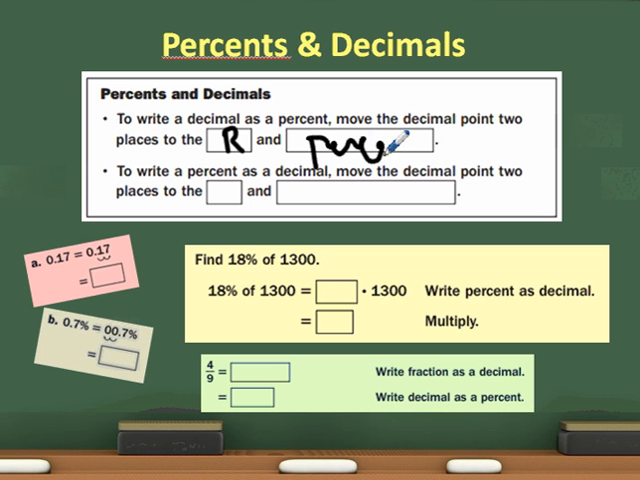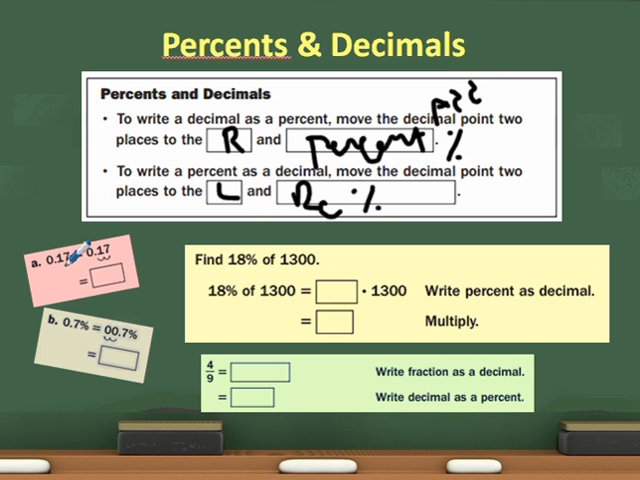Oh, that's not going to work. I thought maybe if I wrote in cursive, so I'm going to add the percent sign. To write a percent as a decimal, you move the decimal point 2 places to the left, and you remove the percent sign. So here you're adding, here you're removing.